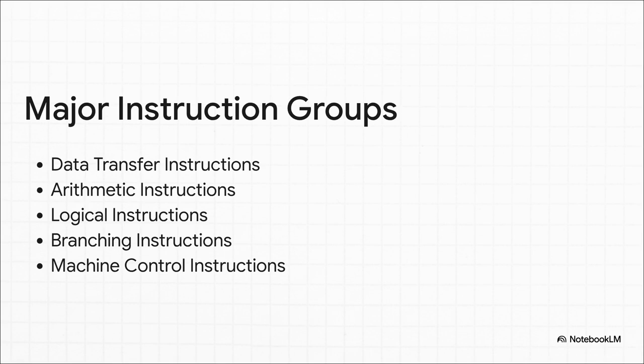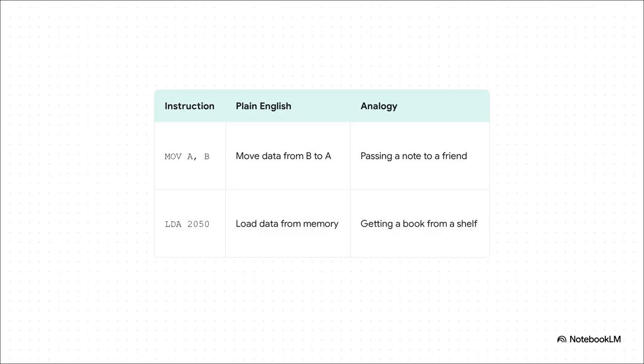Let's check out a couple of these in action. Honestly, the most basic operations are almost funny in how simple they are. Take MOV A, B. All that means is move what's in spot B over to spot A. That's it. It's kind of like telling the CPU, hey, take that number from your right pocket and put it in your left. Or look at LDA 2050. That's just go find whatever's at memory address 2050 and load it up for me. It's really just like grabbing a specific book off a massive library shelf. At the end of the day, it's all about moving stuff around.